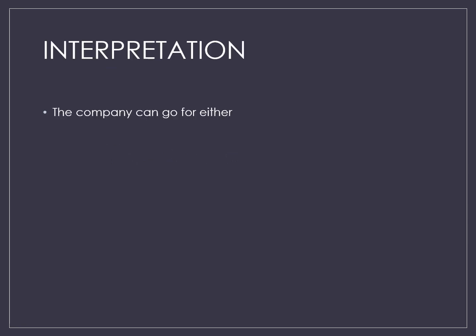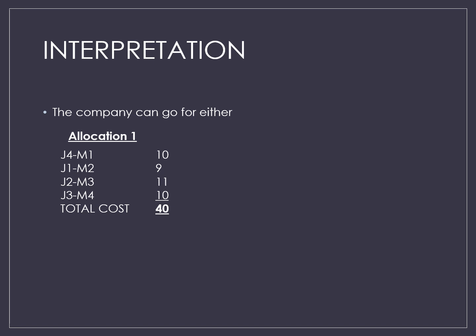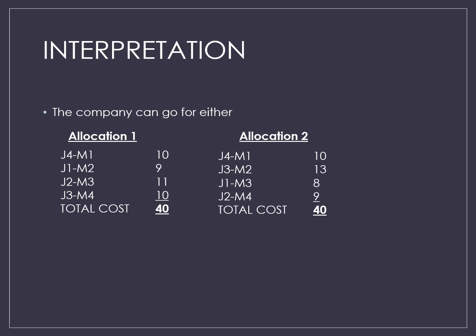In the interpretation, you can conclude that the company can go for either allocation 1, which is J4 to M1, J1 to M2, J2 to M3, J3 to M4, or allocation 2, which is J4 to M1, J3 to M2, J1 to M3, J2 to M4, to minimize its assignment cost.